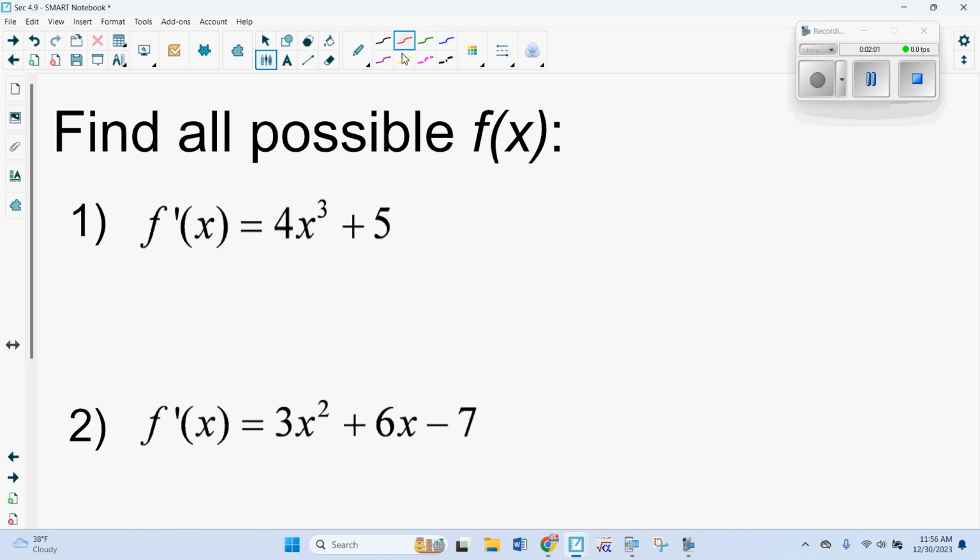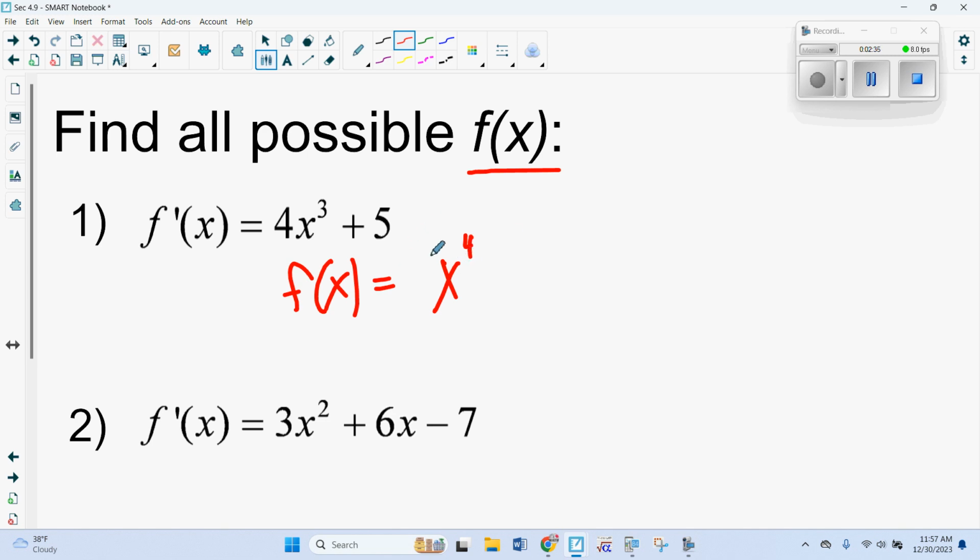So, given a derivative, f prime of x, find all possible f of x functions. So this is take the antiderivative. Find f of x. Now, we know our derivative rules. So based on our derivative rules, when we take the derivative, we subtract 1 from our exponent. So when we take the antiderivative, we're going to add 1. So that means this becomes an x to the 4th.